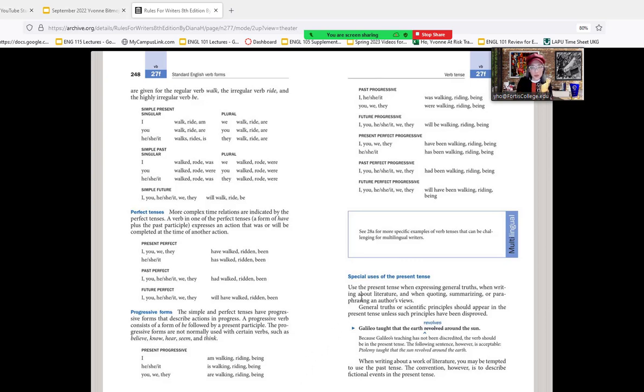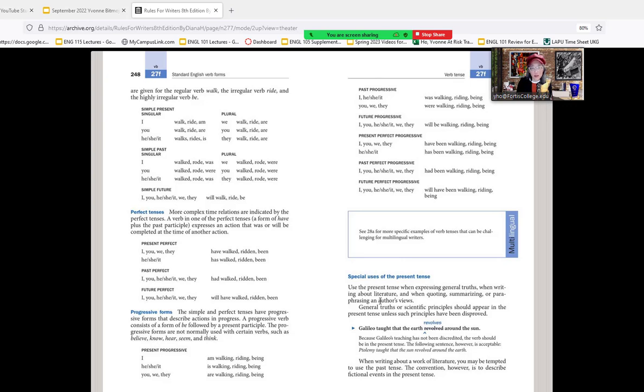So special uses. Now that I've gone over the different tenses and how they look, now I'm going to go over each tense separately. So how do we use the simple present? Special uses of the simple present. So simple present means I talk, I see, I run. So use the simple present when expressing general truths, like the sun rises every day in the east.